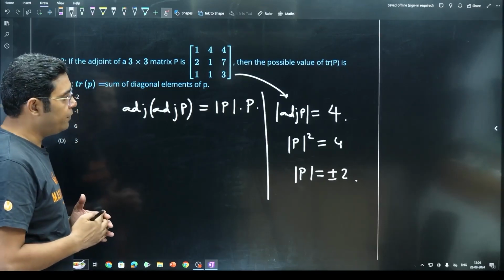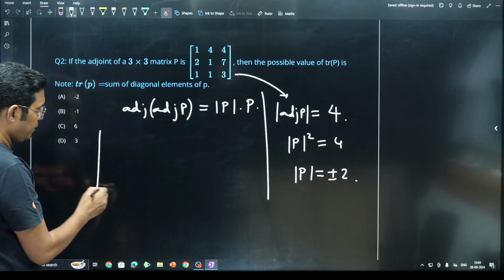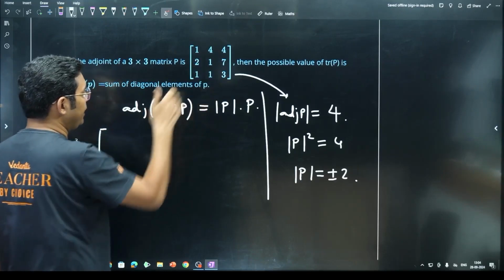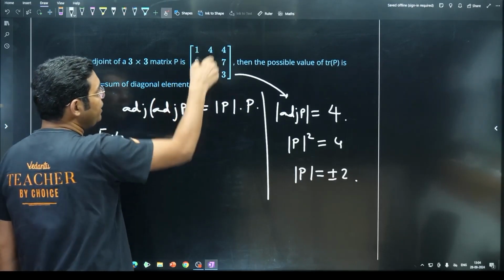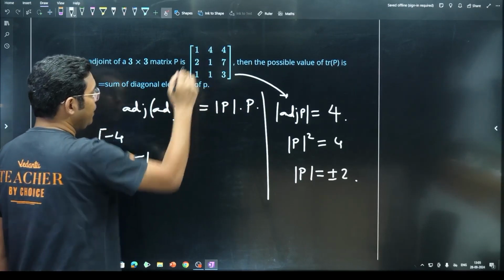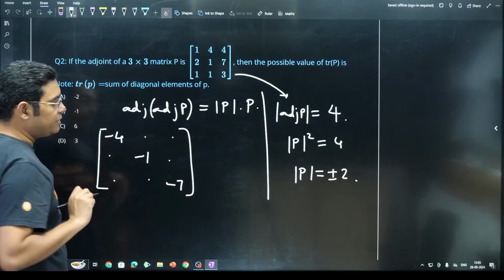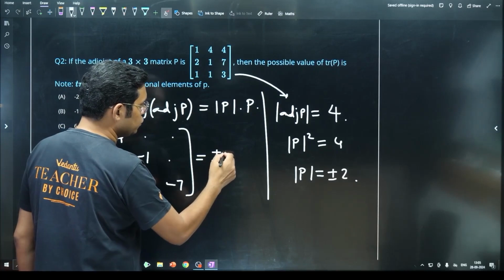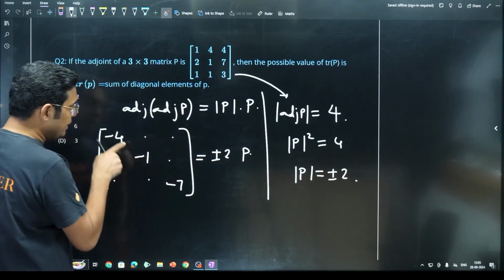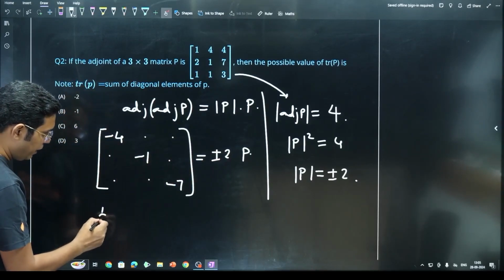Now we have to find the trace of P, that is the sum of diagonal elements of P, which means I will only focus on the diagonal elements of the adjoint of adjoint P. We can write the cofactor of diagonal elements only, that will be 3 minus 7, that is -4 here. Then for the middle element it will be 3 minus 4, that is -1, and for the last one it will be 1 minus 8, that is -7. Other elements I don't need, so I will not write them. These will be equal to plus or minus 2 times P, because the determinant value of P is this into P. So for P the diagonal elements are actually -4, -1, -7, divided by plus or minus 2. So what will be my trace of P?